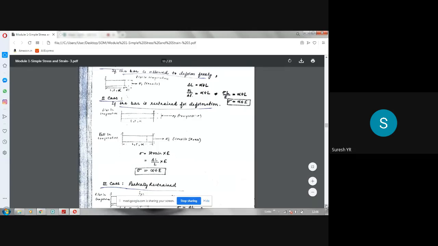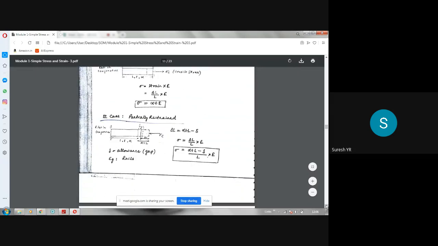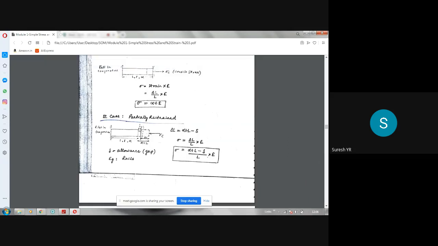Next, the third condition is partially restrained. In that case, a gap or allowance is left for part of the expansion, just like in the case of rails. During summer, there will be an increase in temperature and the rails will expand. So they will leave a gap, allowance, or clearance at the end, so that it is partially restrained. This is the equation for the stress in that case.